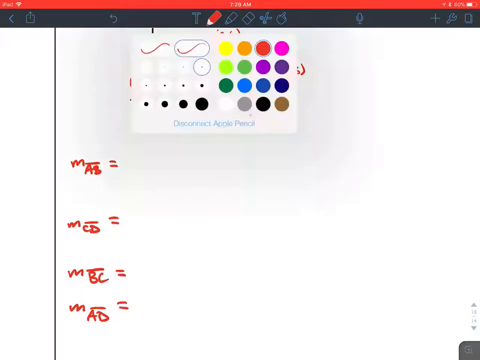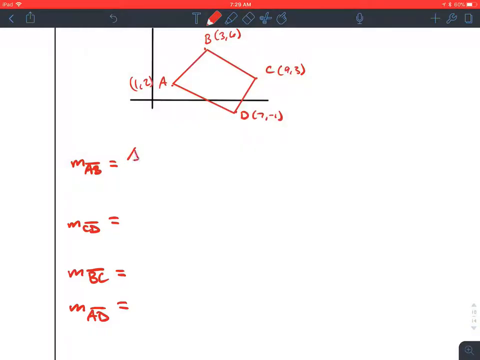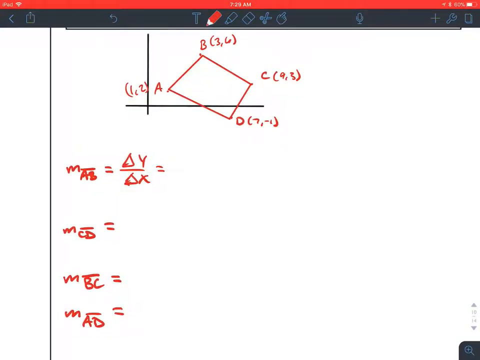The slope formula is the change in y over the change in x, delta y over delta x, which means we subtract. Y values for A and B are 2 and 6. X values are 1 and 3. 2 minus 6 is negative 4. 1 minus 3 is negative 2. That reduces to 2. So I'm expecting CD slope to also be 2.